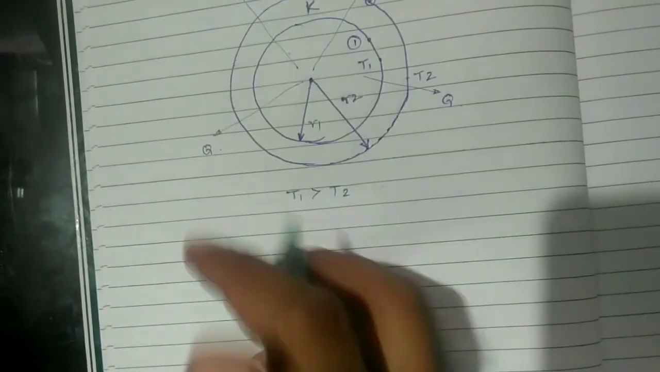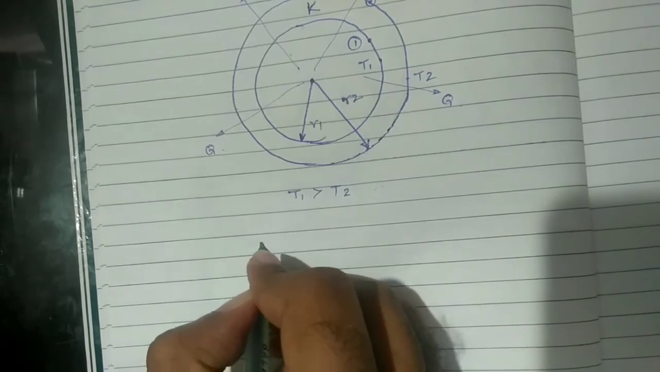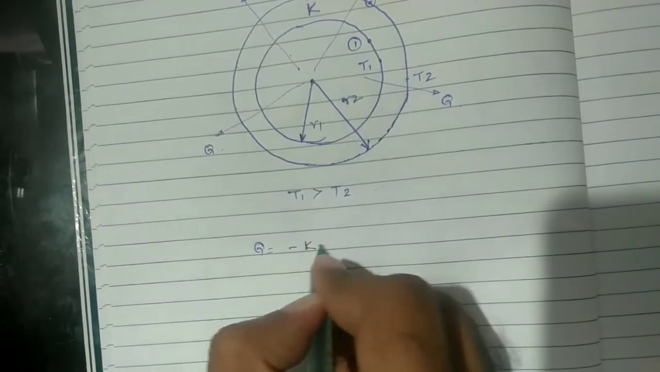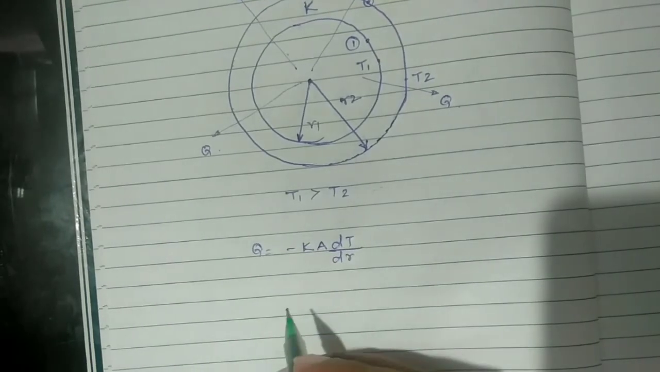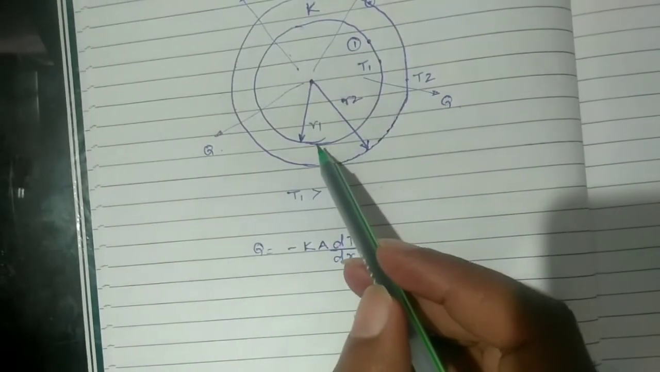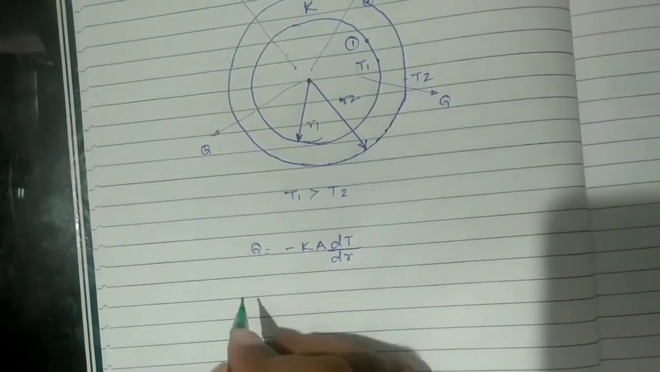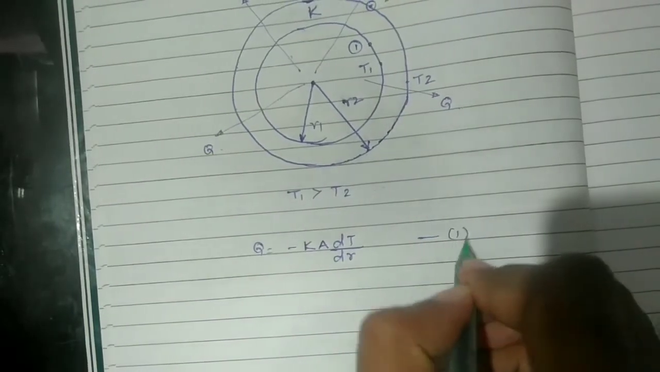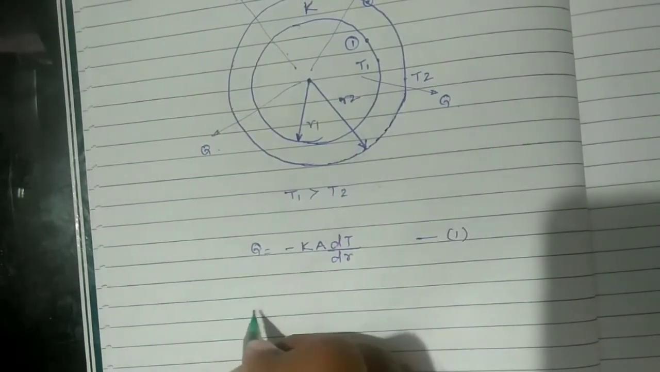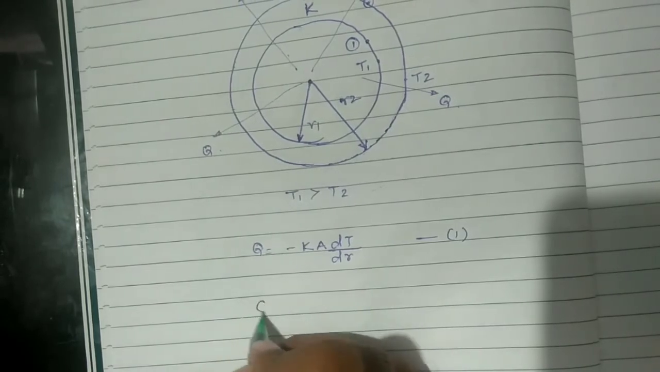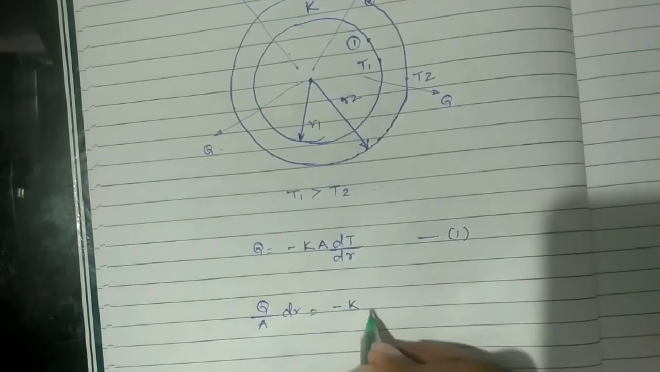So applying Fourier's law, we have Q equal to minus KA dT by dr. Now here we are taking inner and outer radii, so dT by dr instead of dT by dx. Further, we'll mark this as the first equation. So Q equal to minus KA dT by dr. Now rearranging equation 1, we have Q upon A dr equal to minus K dT.